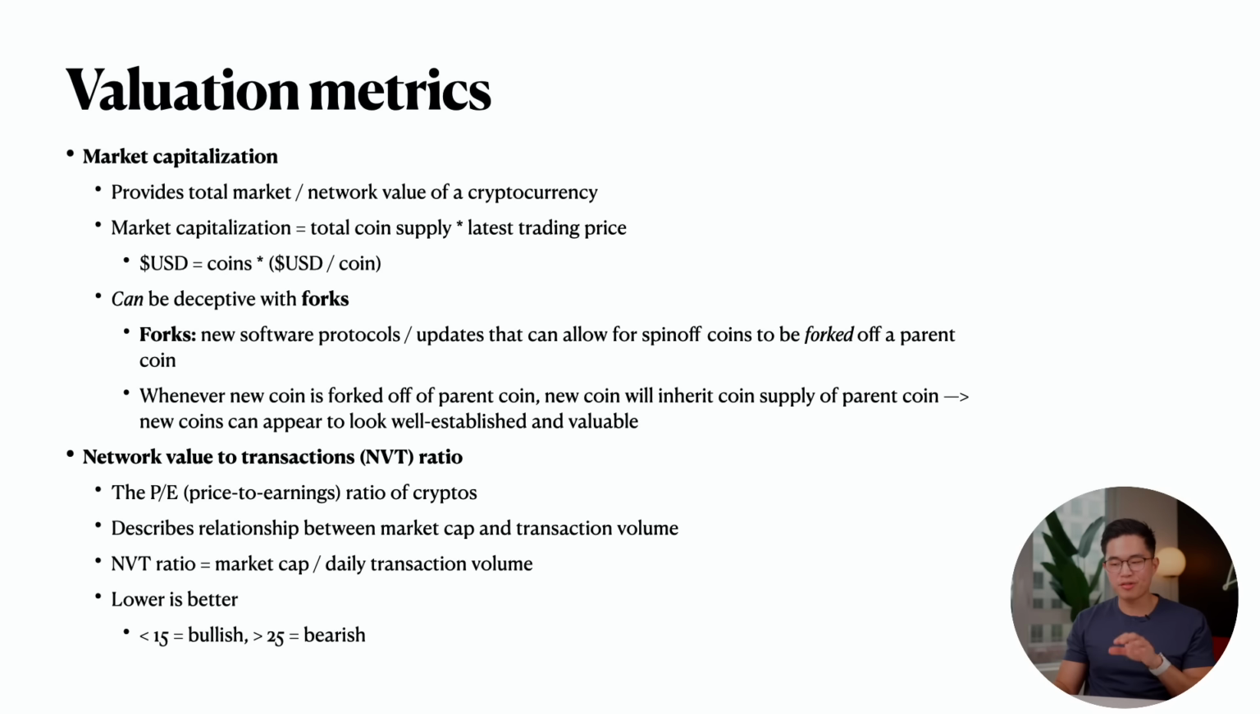So anything under 15 is probably good. It's going to be bullish, and anything under 25 is more likely to be bearish. Now you'll notice that the price to earnings ratio for stocks is similar, but for crypto, there's no earnings, right? These aren't actual like revenue generating companies. So that's why we have to use the NVT ratio.